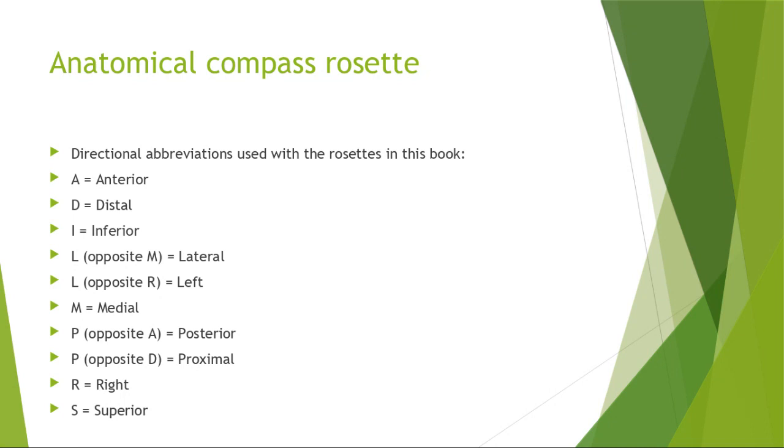P is the opposite of A. So if you have anterior, which is the front, you have posterior, that is behind you. So posterior is the back side, anterior is the front side. You have proximal, and then you have superior. Okay? Proximal is more towards the body, and distal is more away from.